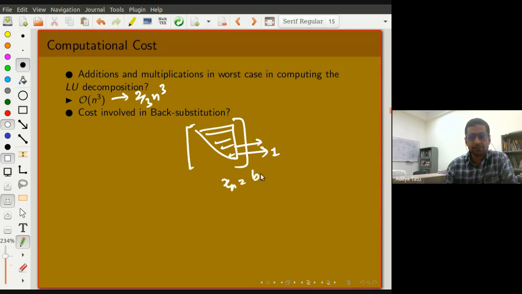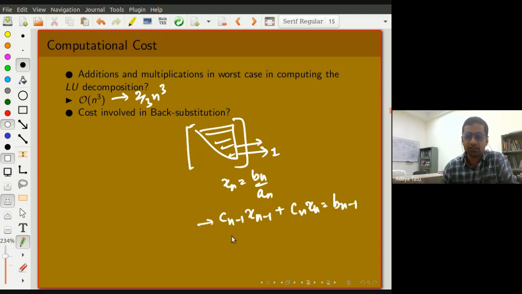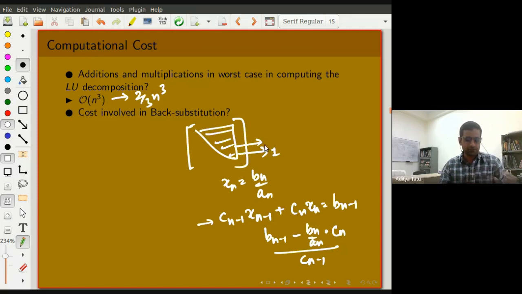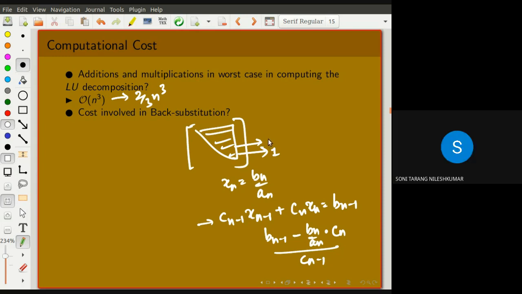So xn is, let's say, bn by an, and then you have cn minus 1 xn minus 1 plus cn xn equals bn minus 1 as the second last reduced equation, right? So you'll still have to do this, isn't it? Minus bn by an, this you already computed, but into cn and then divide by cn minus 1. Okay, so it won't be only one computation, right? So it will be 4 computations. 3 computations.